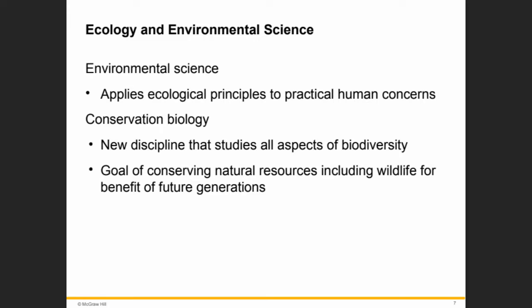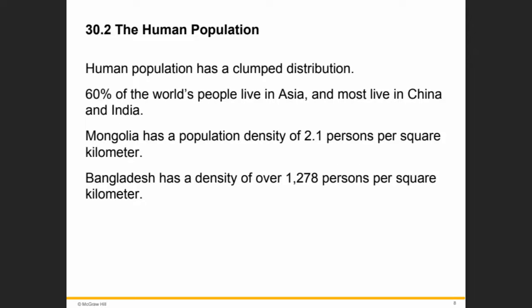Human population has a clumped distribution. If I look at all the statistics, 60% of the population lives in Asia, and most live in China and India. Mongolia has a population density of 2.1 persons per square kilometer. Bangladesh has a density of over 1,278 persons per square kilometer.